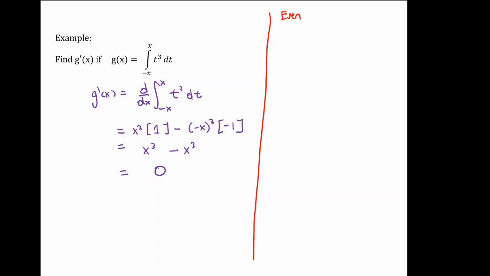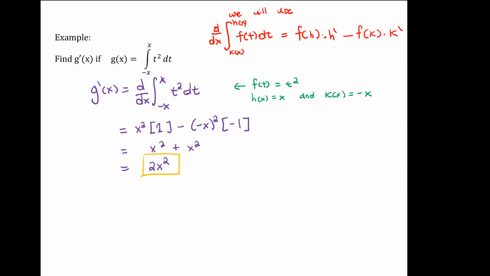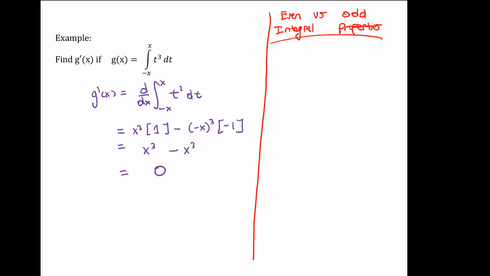Even versus odd integral properties. So I think it's a bit early for me to write these down. Certainly, these two examples don't constitute a proof of these statements I'm about to write. So this one, integral from negative x to x of t squared, and integral from negative x to x of t cubed. But you may be able to convince yourself of the validity of these statements.